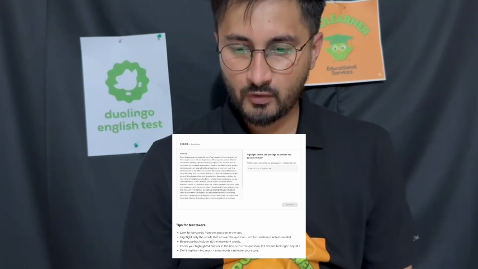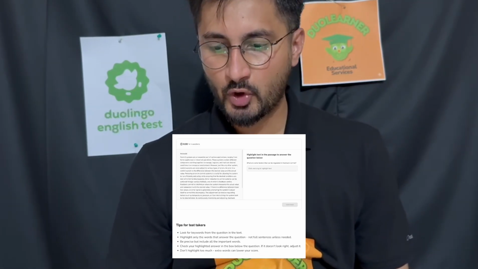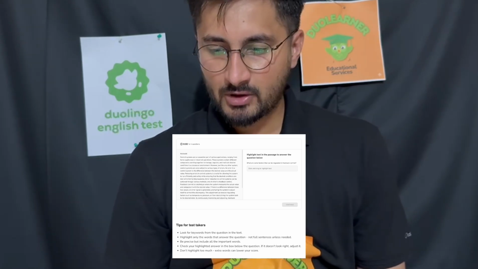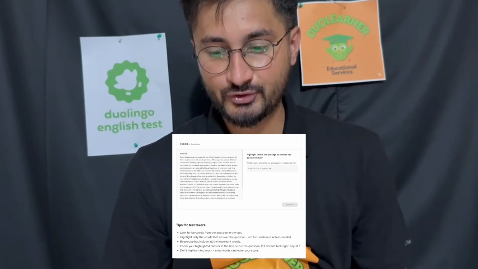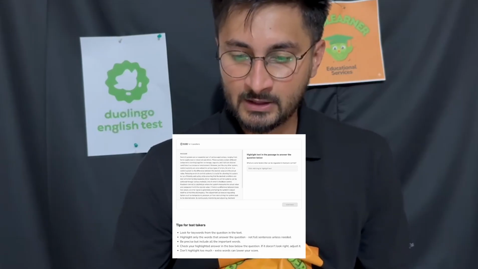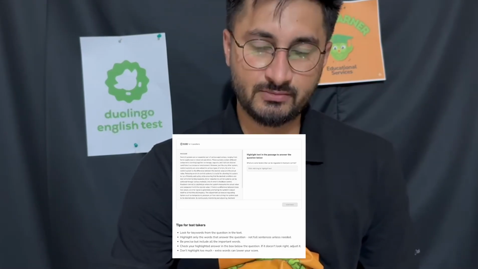So, tips: look for the keywords from the question in the text. Highlight only the words that answer the question, not full sentences unless it's needed, right? Check your highlighted answer in the box below the question. If it doesn't look right, adjust it. Don't highlight too much. Extra words can lower your score. That's the point, guys. So please be careful while you are highlighting the passage to answer the question below.